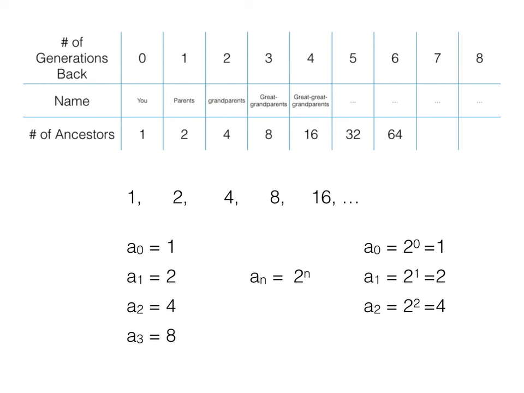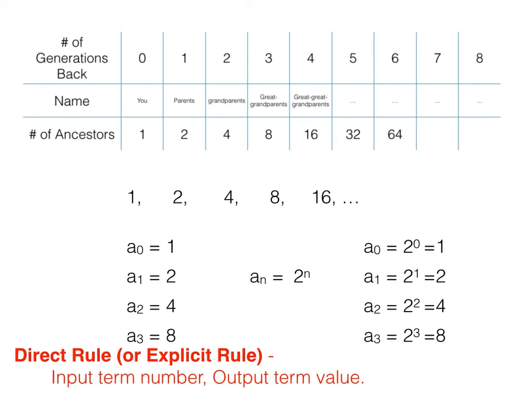How did I know to go 2 to the second power? Because it's a sub 2, so n is 2. So it's 2 to the nth power. So n is 2, it's 2 to the second power. Same thing here. A sub 3 means n is 3. So we do 2 to the third power, and that gets us 8. 2 to the third power is 8. This is called a direct rule, or explicit rule. In a direct rule, you input the term number, and the output is the term value. So when you input 3, for example, as the term number, the output is 8, the value of that term number.